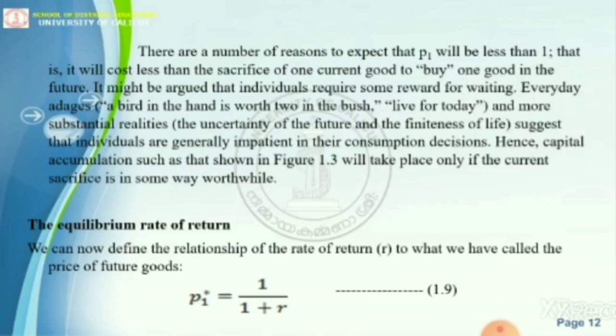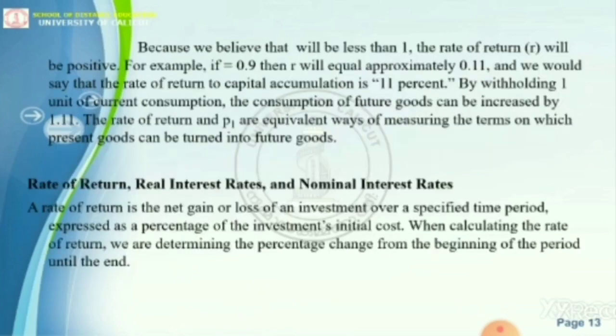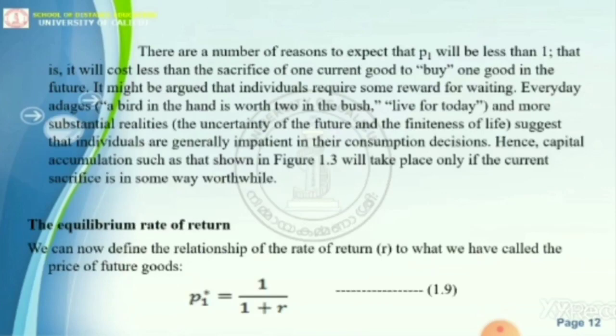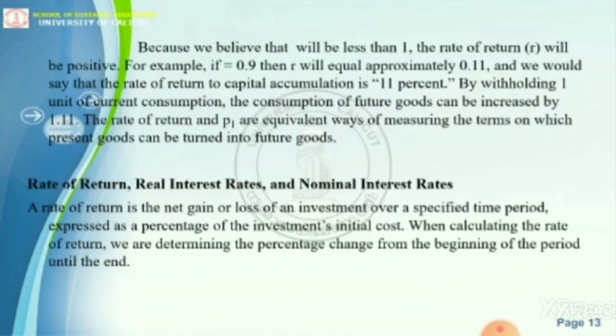Hence, capital accumulation such as that shown in figure 1.3 will take place only if the current sacrifice is in some way worthwhile, and the equivalent rate of return is fixed. We can now define the relationship of the rate of return to what we have called the price of the future good. So the price of the future good, which we can label P1 star, is equal to 1 by 1 plus R. Then P1 star is also 1 by 1 plus R.